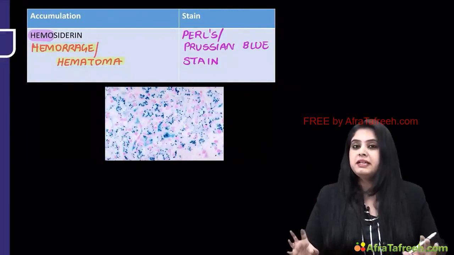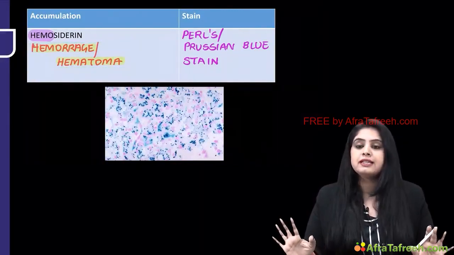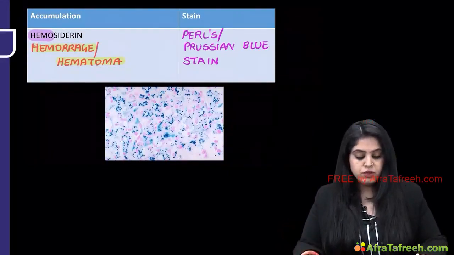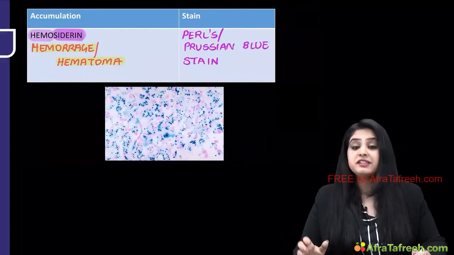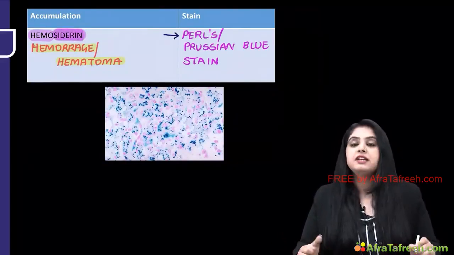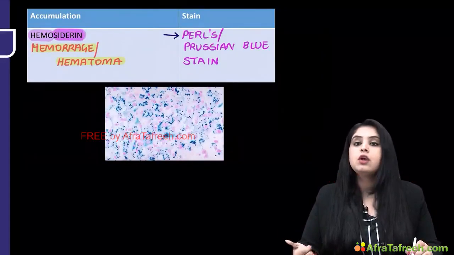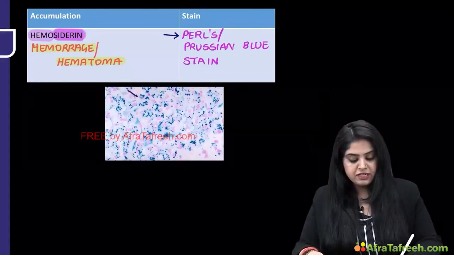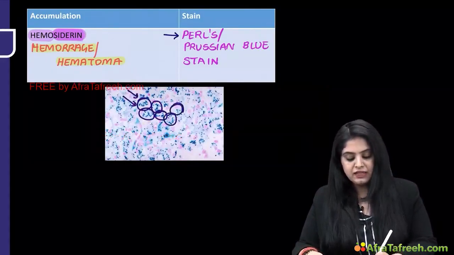Which pigment will come? A bleeding-related hemo story. That is going to be hemosiderin. What do you mean by the word sidero? Sidero basically means iron. So when I'm talking about iron, the stain that we have is either the pearl stain or the Prussian blue stain. So you can all see over here that there is a stain which has given this nice Prussian blue pearls color, and that is the answer that you have.